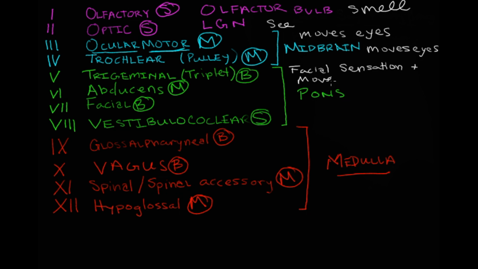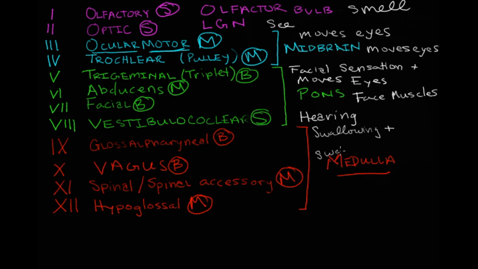Abducens moves your eyes. Facial, most of your facial muscles. Vestibulocochlear, that helps with your hearing. Glossopharyngeal, like I said, generally helps with swallowing. However, there's some blood pressure, sensory as well, and regulation of chemoreceptors, vagus as well. Spinal accessory is the trapezius and the sternocleidomastoid muscle. And hypoglossal helps you to move your tongue. If it weren't for cranial nerve 12, we would not be making this video.